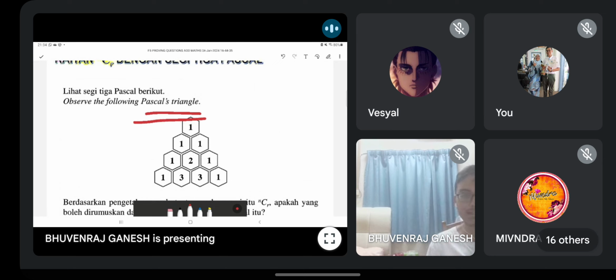Anyone here don't know what is Pascal triangle? Segitiga Pascal. I think you all know, right? Yeah, from Form Two maths actually. You plus these two numbers, you get 2. 2 plus 1, you get 3. The numbers on the right and left are always 1.